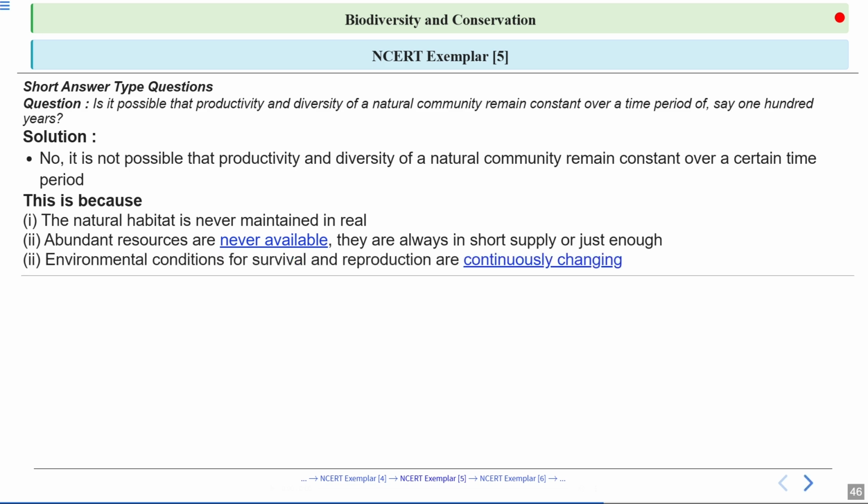And the last one is environmental conditions like temperature, food availability, and weather. They keep changing over time. This means that organisms must adapt to these changes to survive and reproduce. If they are not able to adjust, they may struggle to find enough food, avoid predators, or cope with new challenges, which can reduce their chances of passing on their genes. It means they will not survive.